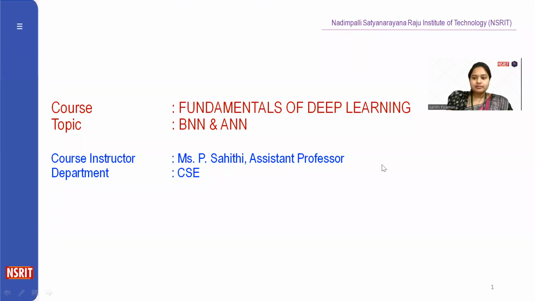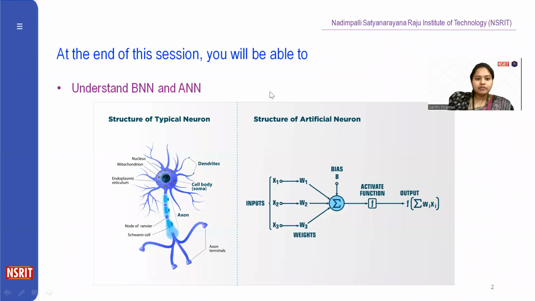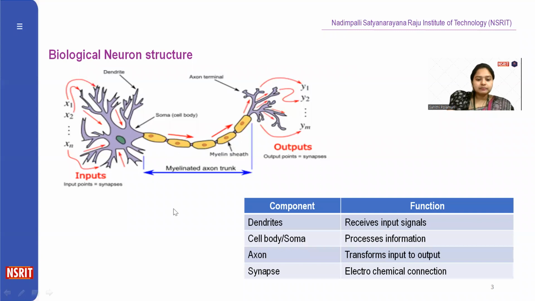Hello, students. So, in this session, let's have a look at biological neural networks and artificial neural networks. Okay. So, in the last session, we discussed a brief introduction to neural networks, right? By the end of this session, you'll be able to get a clear-cut idea about biological neural networks and artificial neural networks. Okay, so let's get into the session.